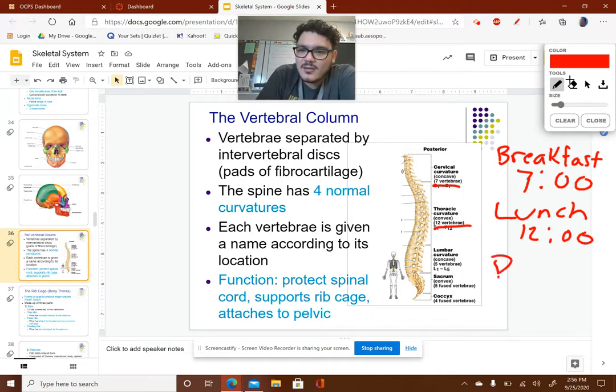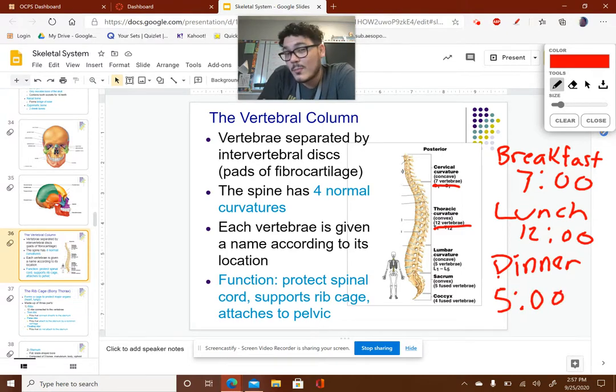Finally, what time is dinner? Granted, this is mostly like an early bird dinner because growing up in a Hispanic household, we wouldn't have dinner till like 8 o'clock, 8:30, 9 o'clock sometimes in extreme cases. But in this circumstance, with our mnemonic device, dinner is going to be at 5 p.m., early bird dinner. And why 5 p.m.? There are 5 vertebrae in the lumbar region.